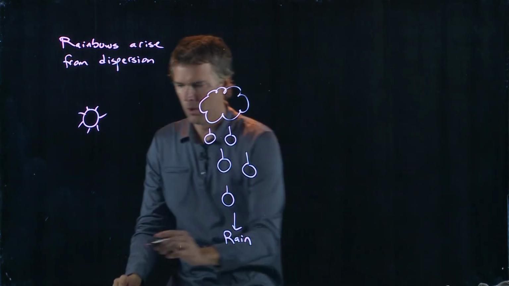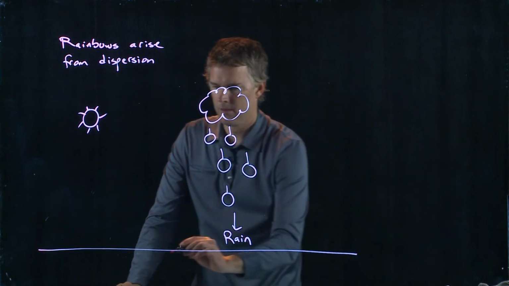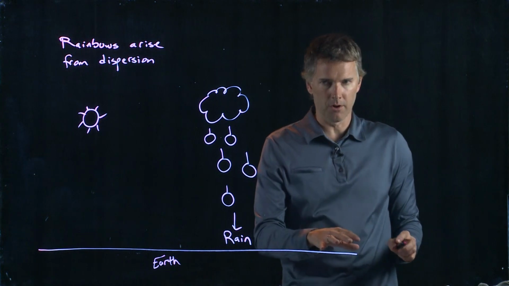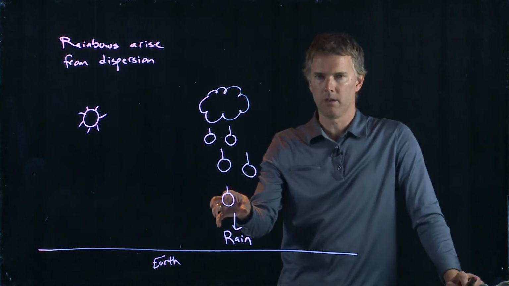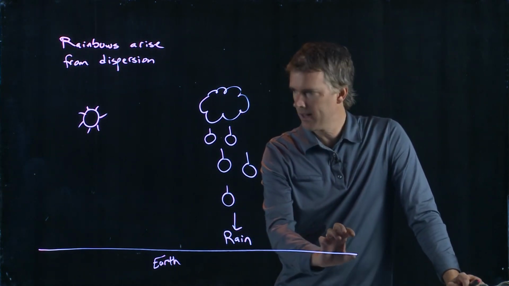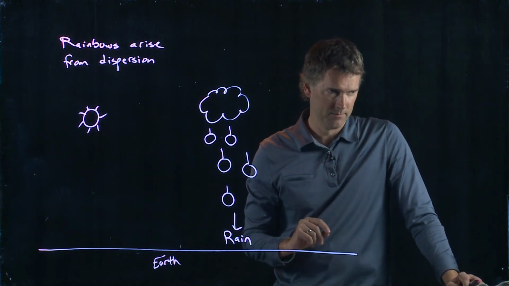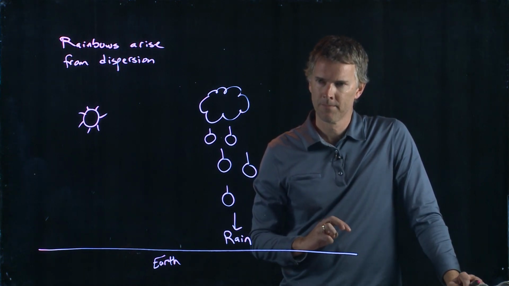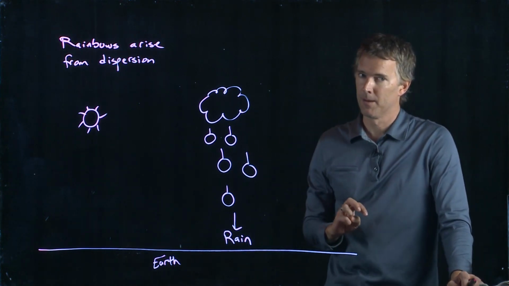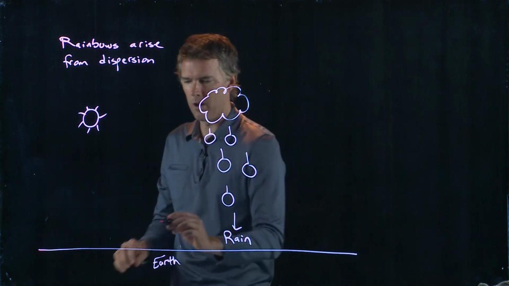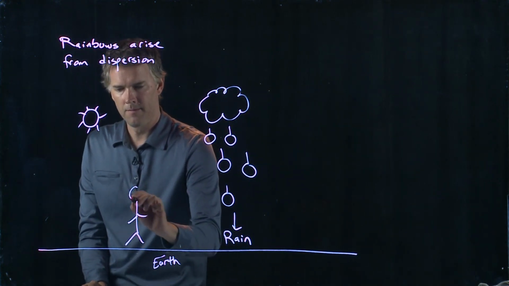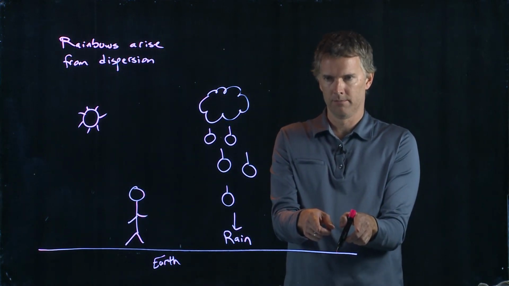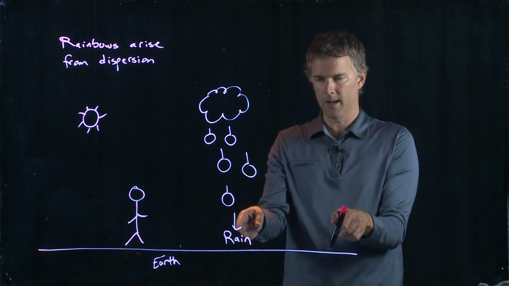First question. Here's the Earth. Where are you in this picture? You're standing on the Earth somewhere. Are you directly under the cloud? Are you over here to the right of the cloud? Or are you over here to the left of the cloud? Where are you standing when you observe the rainbow? Anybody know? You are right here. Okay. If you're over here, you don't see a rainbow. If you're right under the cloud, you don't see the rainbow.